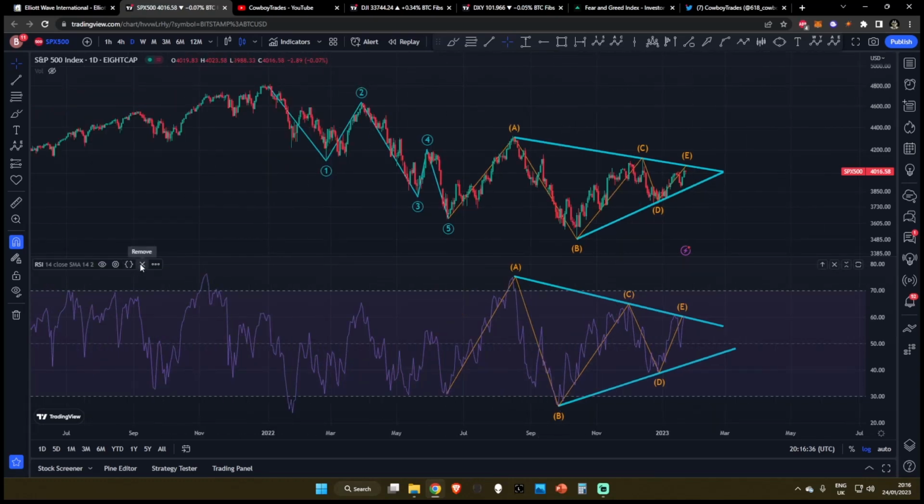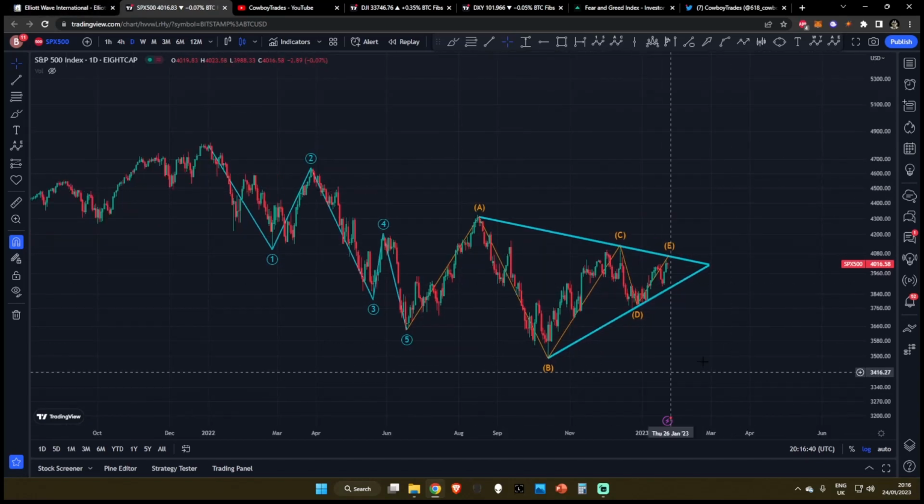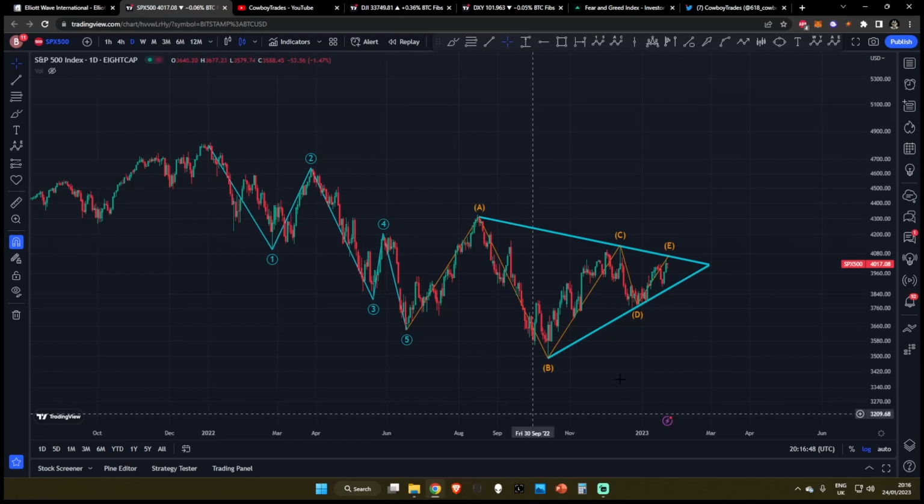Now, let's get rid of the RSI. We'll talk about that in a second. The pattern that I want to talk about today is a continuation pattern that happens all the time in bear markets, and this is a 5-wave triangle pattern. Now, this triangle that's playing out is a bear market symmetrical triangle pattern.